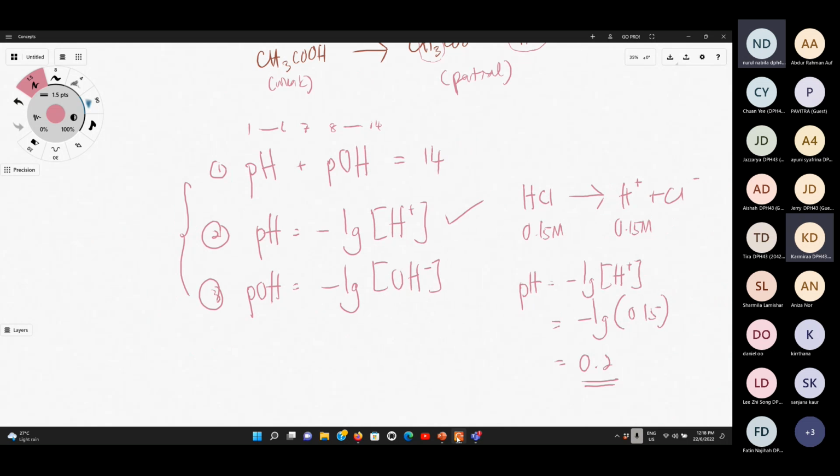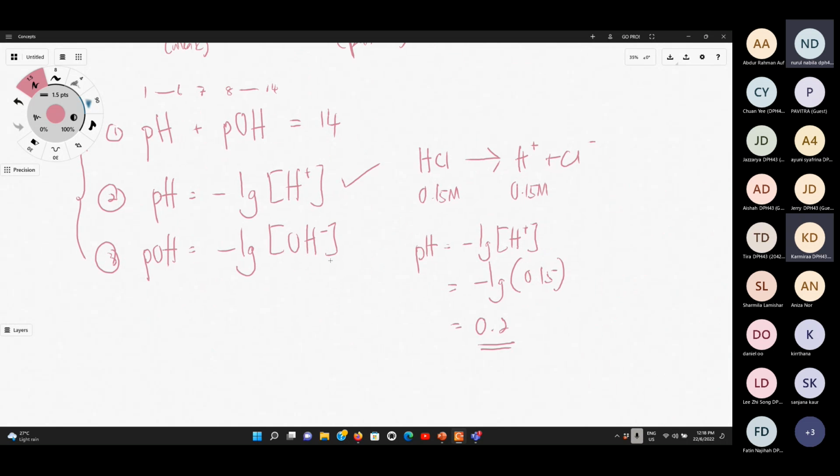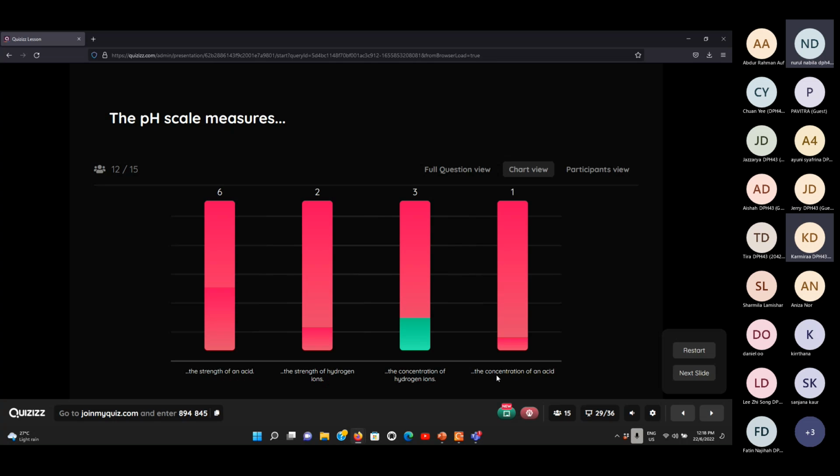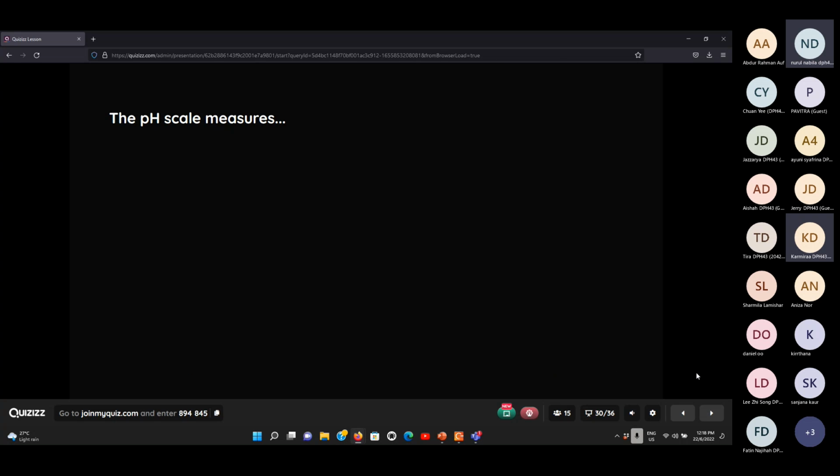pH is basically kita measure, kita calculate the concentration of hydrogen ion. So kita quantify that. So this is pH. pH is the negative log of the concentration of hydrogen ion. So kita boleh calculate kat sini. So kalau pH dia 0.2, so it's a strong acid. Okay, so the most accurate answer dalam statement tadi adalah kita calculate the concentration of hydrogen ion.